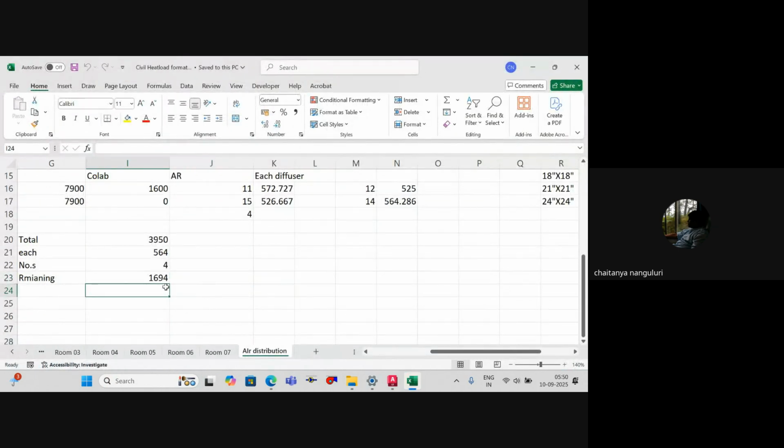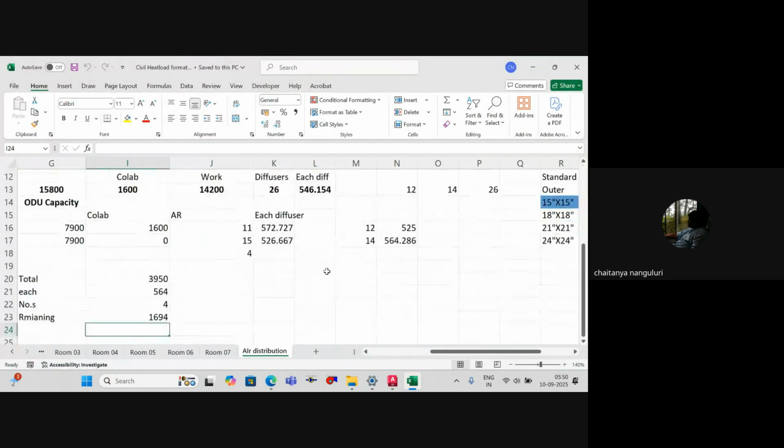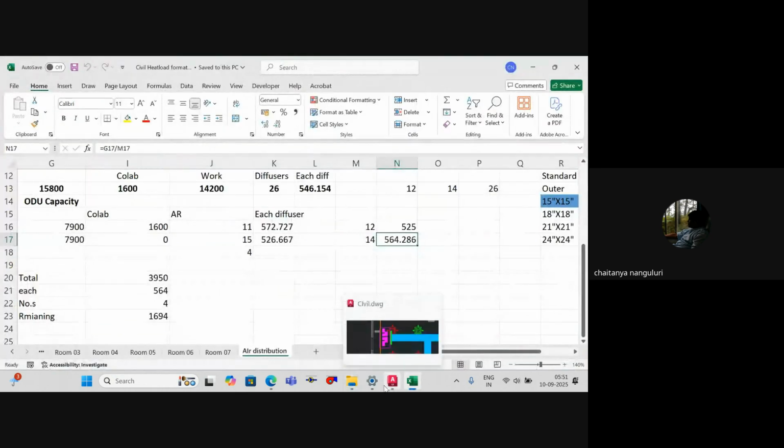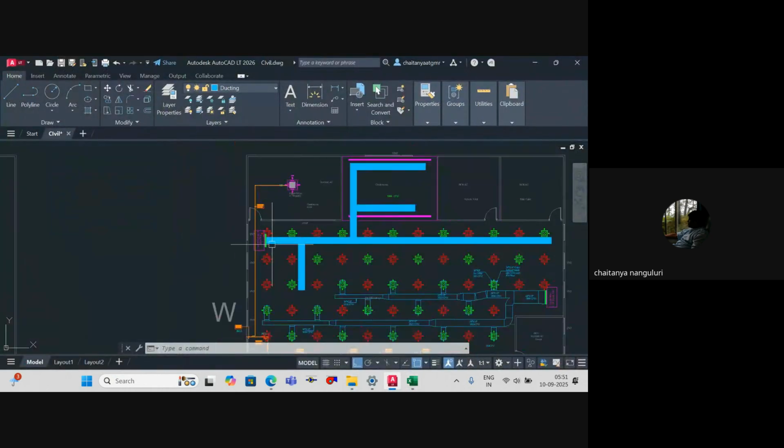Yeah, if you remember, we had each diffuser, 12 and 14 numbers we got. So that's around 12 is 525 and, yeah, 11 and 15, right? So if I'm not wrong, 525 and 564. Let's check once anyway. What is 7,900?